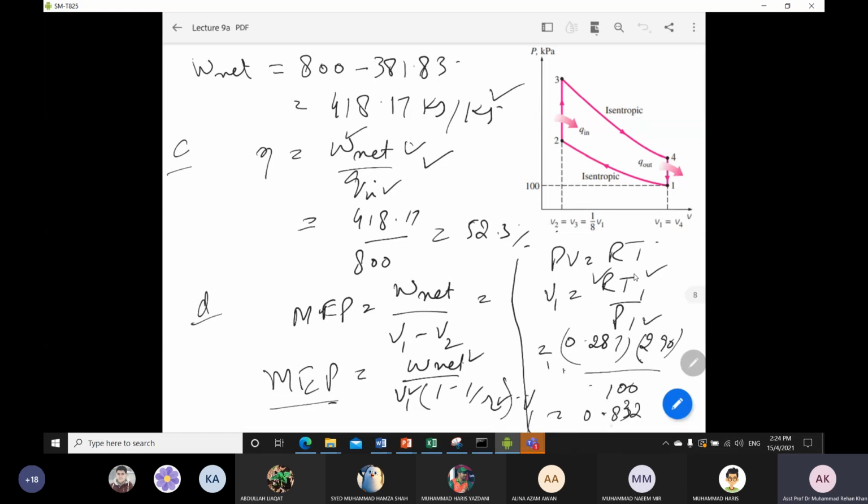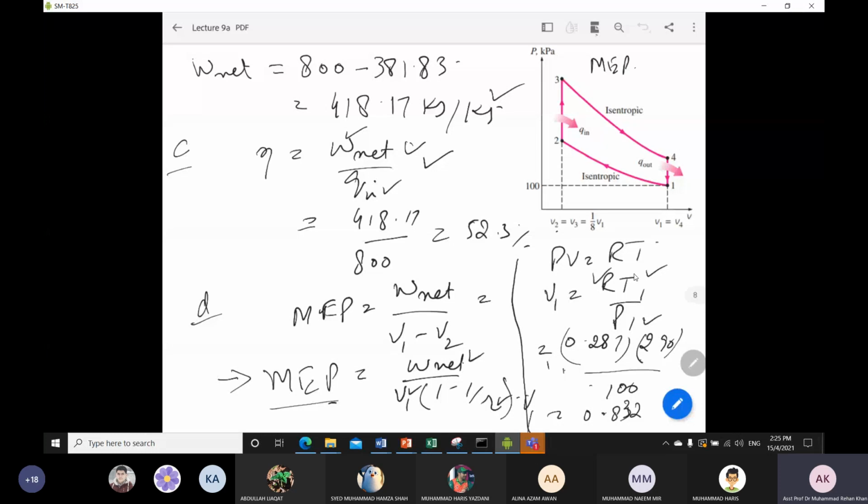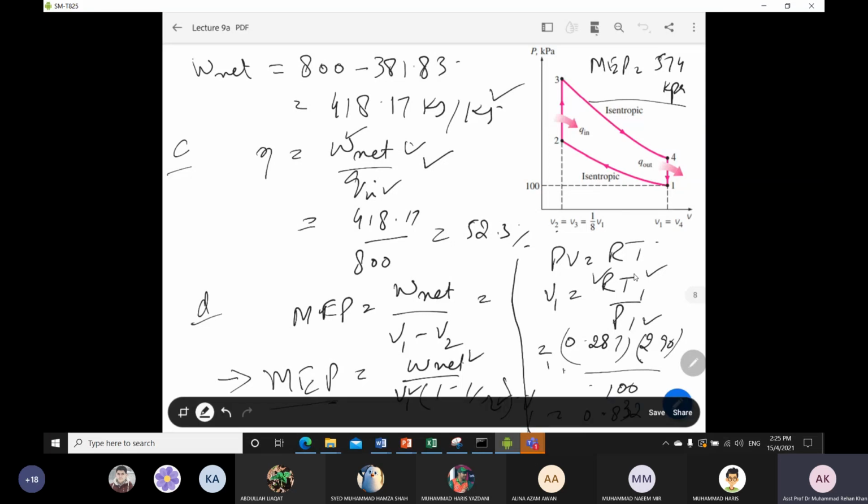Okay, now this value is known to you, you can easily find the mean effective pressure from this relation. You just need to plug in these values and you will get the mean effective pressure. By just solving it, you will get 574 kilopascal. Okay, so this is your solution for part number D as well.